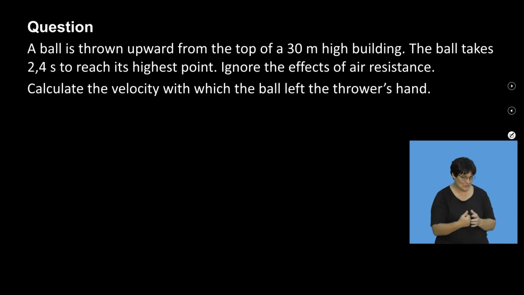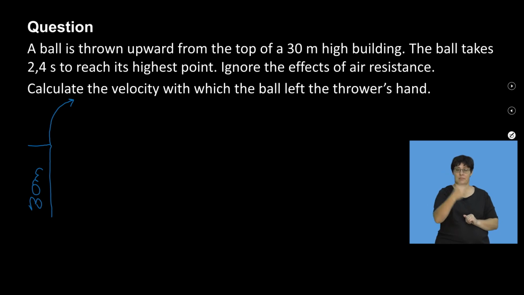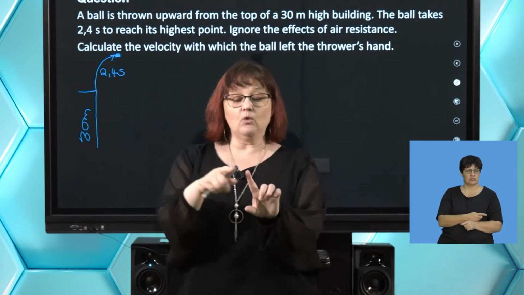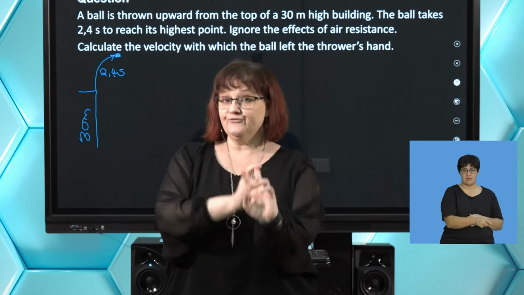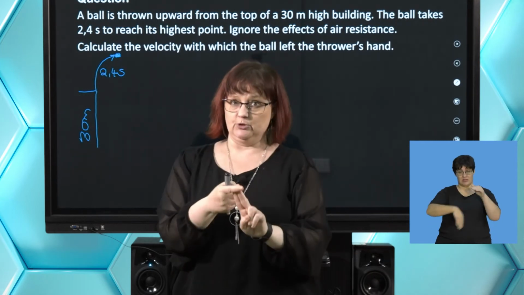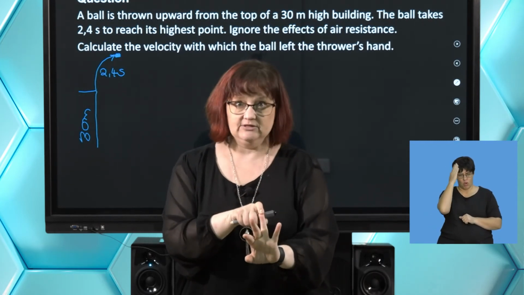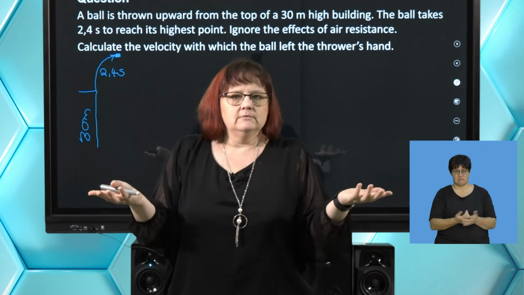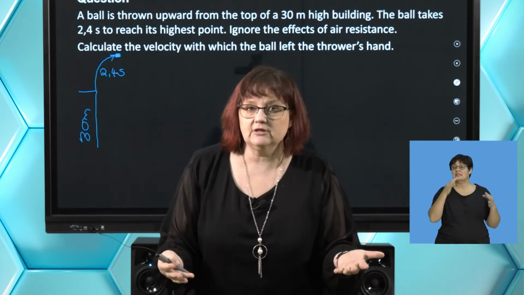Here we go. First thing that we've got, here's my building, which is 30 meters. My ball gets thrown up. It takes 2.4 seconds to get to this point before it comes down. This first part of the question is exactly like the question we've just done. I want initial velocity. I know the final velocity, which is going to be 0 because it's at the top of its motion. We know acceleration every single time, 9.8 meters per second squared down, and I know time. Nice and simple.